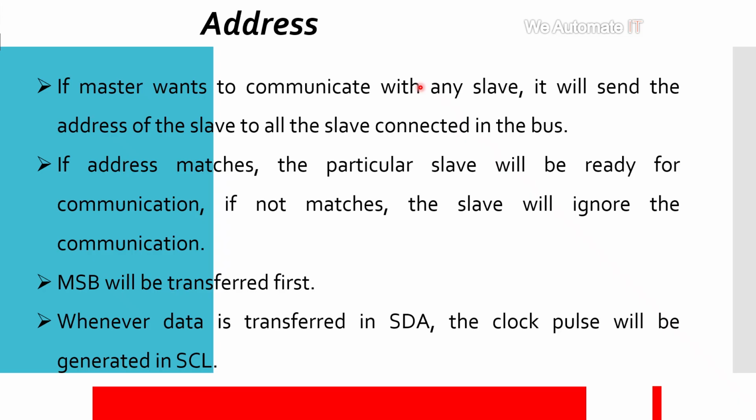While receiving the information, all the slaves first check which address the master is giving. If slave one has the same address, it responds. If it is not the matching address, then it moves to the next slave. The next slave checks: my number is 2, is the address the master is sending number 2? Yes, that is me and I should respond. If the address matches, the particular slave will be ready for communication. If not, the slave will ignore the communication.